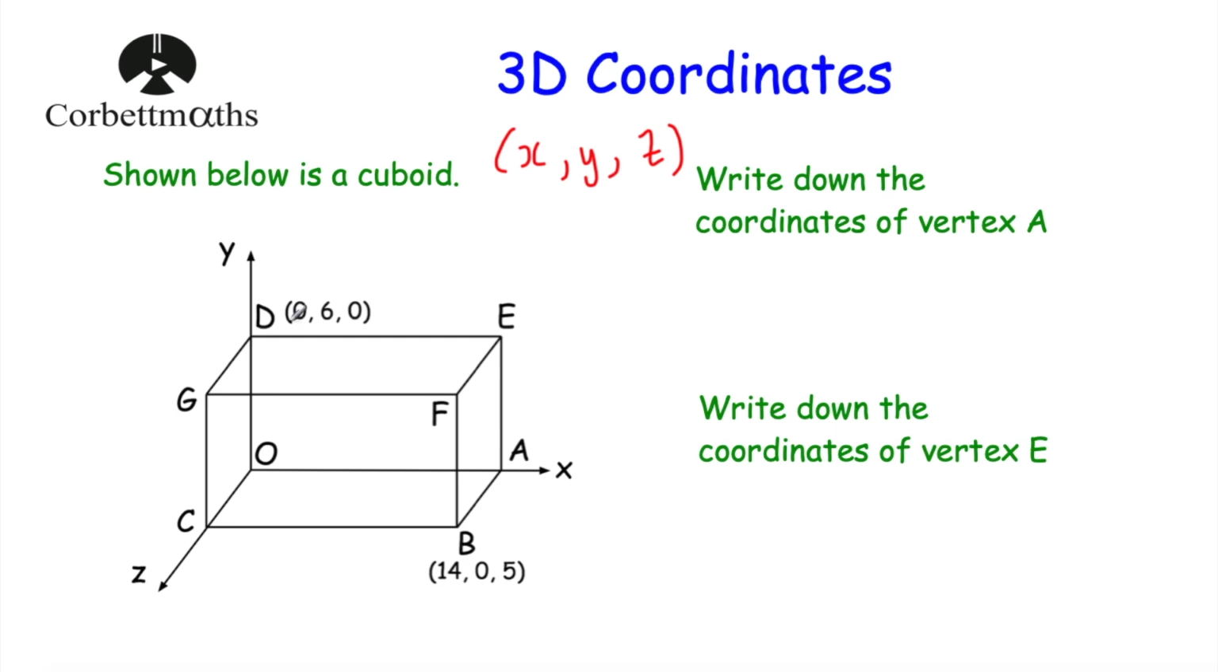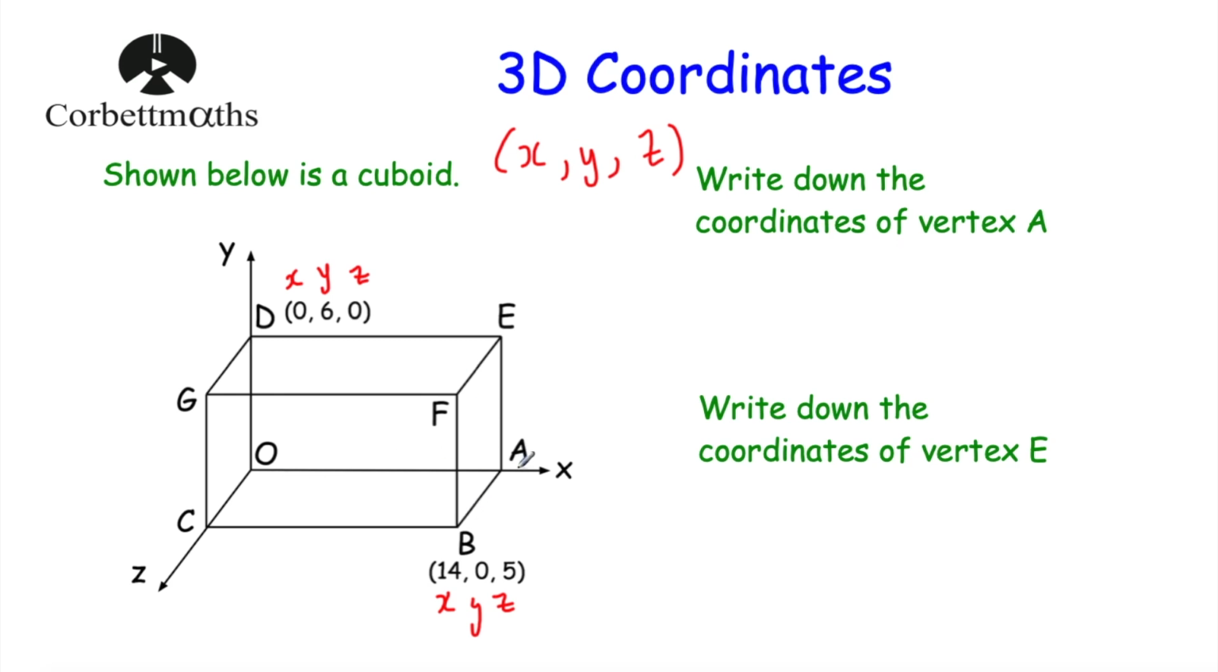So if we have a look at this point D, it's in the form X, Y, Z. So that means the X coordinate is 0, the Y coordinate is 6, and the Z coordinate is 0. We're going 0 along the X-axis, 6 up the y-axis direction, and we're not coming out in the z-axis direction, so that's the point D. In terms of this point B here, again x, y, and z, we're going 14 along in the x-axis direction. We're then going 0 up in the y-axis direction, and then we're coming forward 5 in the z-axis direction. So that's the point 14, 0, 5.